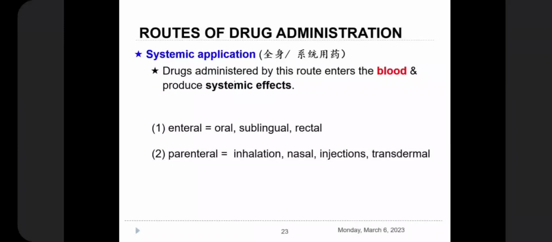When we need that action, we call it therapeutic action, and when we do not need this action, we call it adverse effect. It will have two subtypes: one is enteral and one is parenteral.